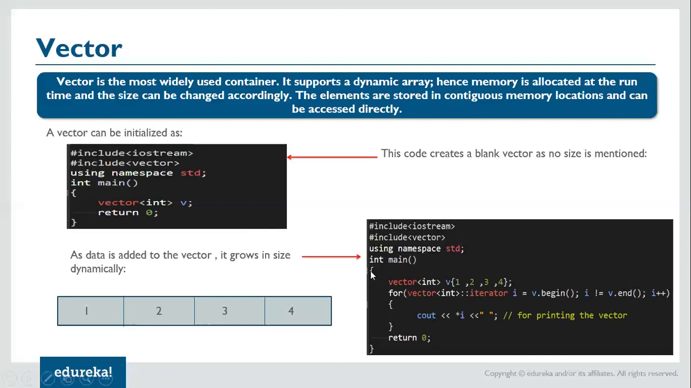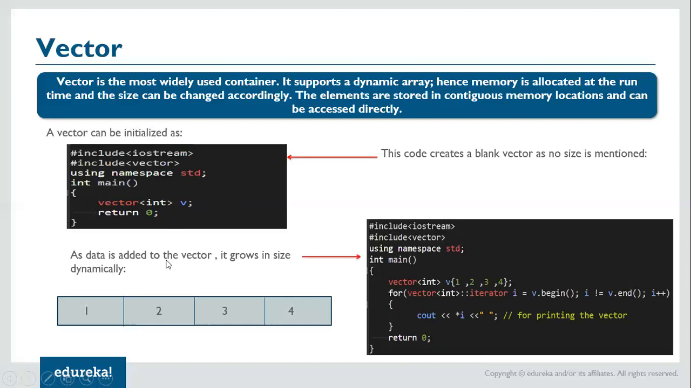In the other case, I have created a vector in which I have specified the integer type to be stored, and I have given four integer elements 1, 2, 3, 4. So in this particular case, a vector will be created having size 4, as you can see here, meaning it can hold 4 integers. So this is how we basically create vectors in CPP.